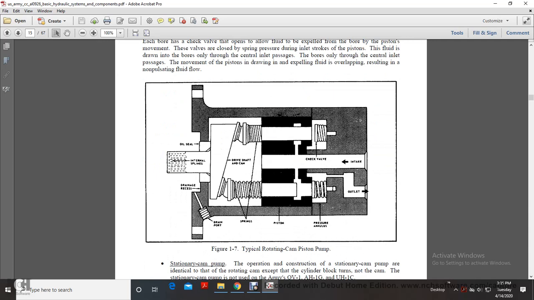The movement of the pistons drawing in and expelling fluid overlaps, resulting in non-pulsating flow. So here it shows the oil seal, the internal spline, the drainage recess, the drain port, drive shaft, cam, and springs. And then it has a check valve and a pressure annulus, piston, inlet, intake, and outlet.